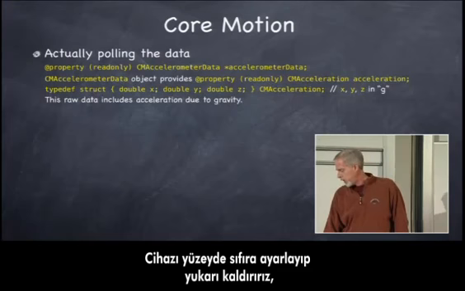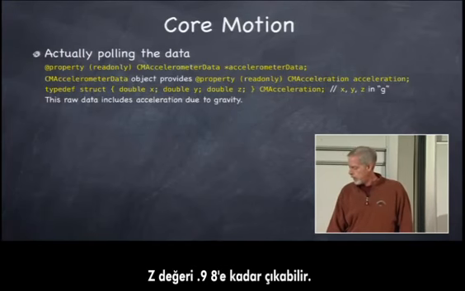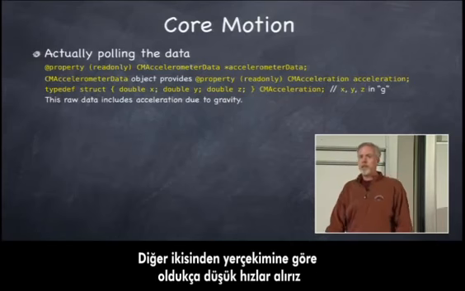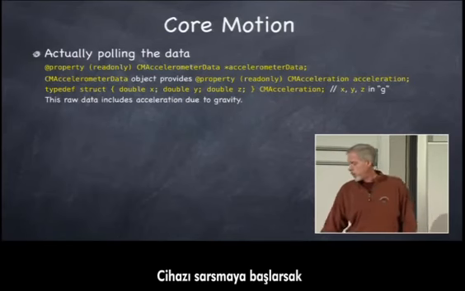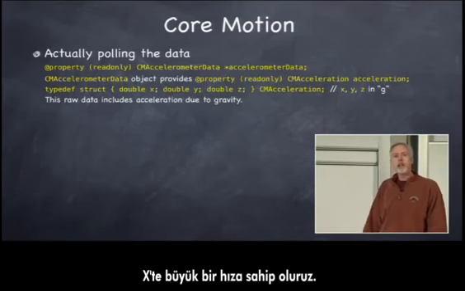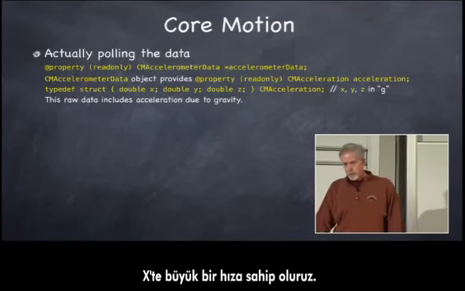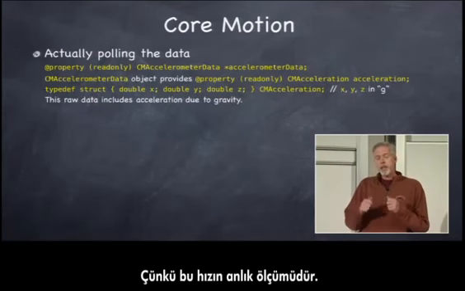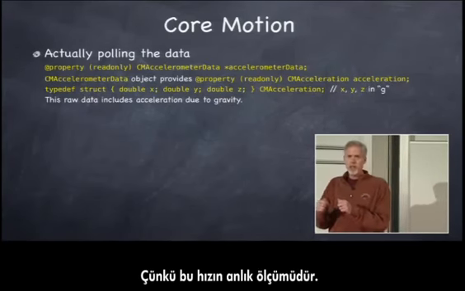Now, the reality is the surface is not perfectly even, so you'll get z is 0.98, and in the other two you're getting a little bit of acceleration due to gravity. And then, of course, if you start shaking it, if you jerk it to the left, you're going to get a big acceleration in x, or up, down, or whatever. So you can get these big spikes because it's an instantaneous measure of acceleration.